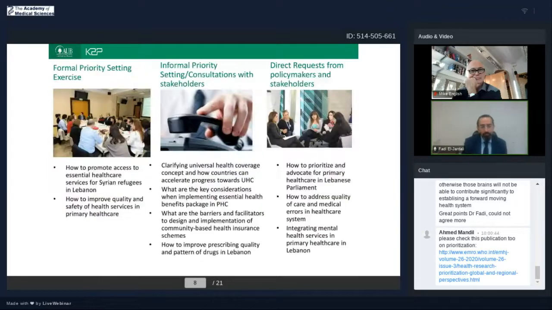Next slide. So this is an example: we conduct formal and informal priority setting. Sometimes we receive a request from policymakers: okay, I want to know how we can advance the UHC agenda, for example, how we can better respond to the COVID-19 challenge. Sometimes we get those requests, and sometimes we do formal priority setting. And also we do regular priority setting exercises.